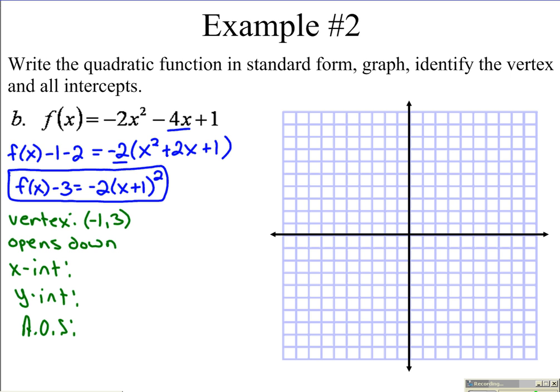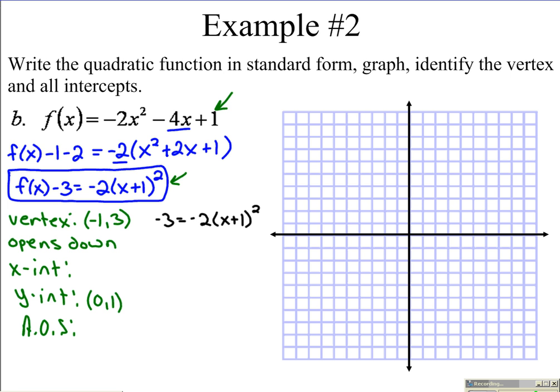Again, for the y-intercept, we want to look at the top equation here. Plug 0 in for x, we get out 1. X-intercept now here is going to be a little bit more involved. For the x-intercept, remember we want to plug into our standard form. Let's go ahead and do that. Put 0 in here for y, we're left with -3 equals -2 times x plus 1 squared.